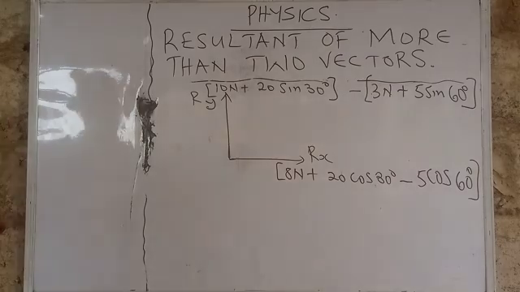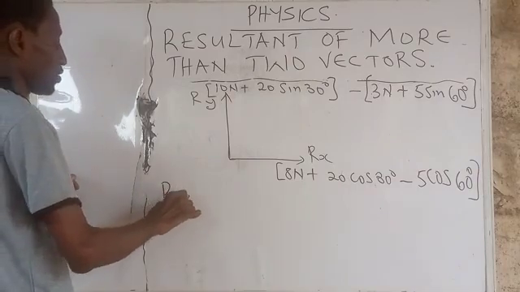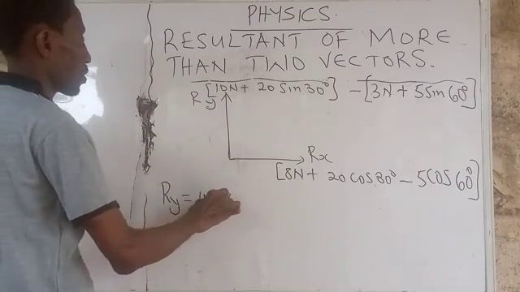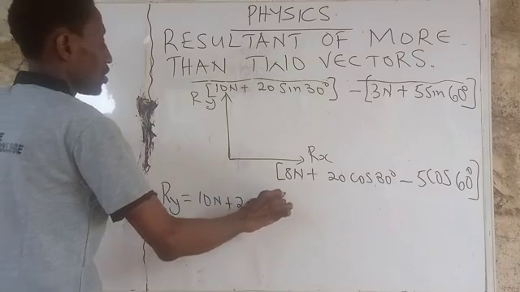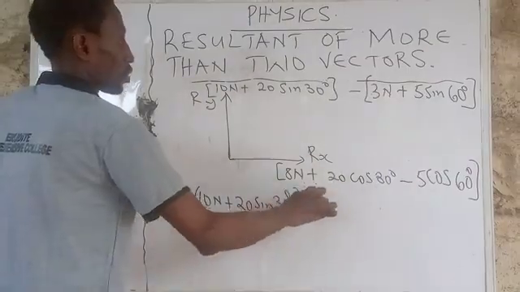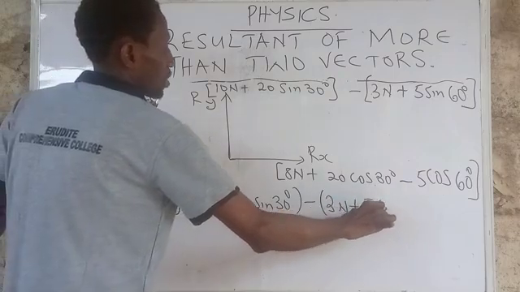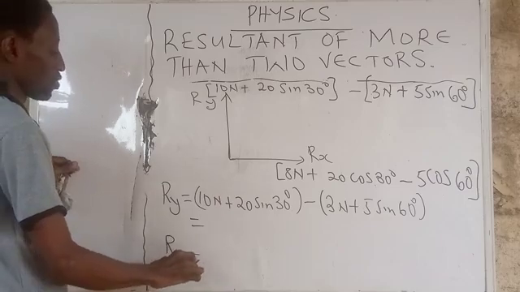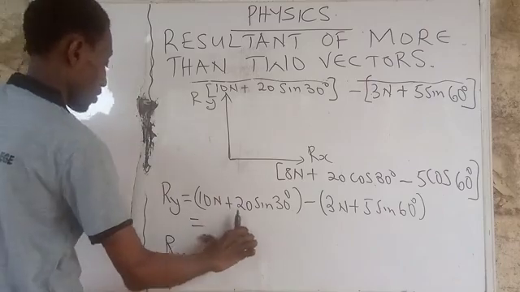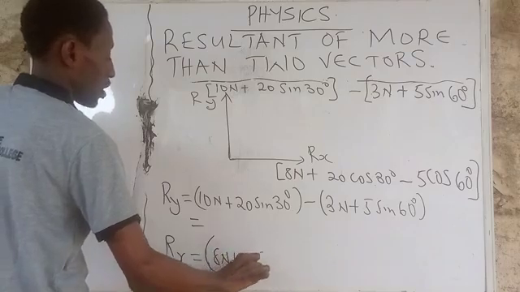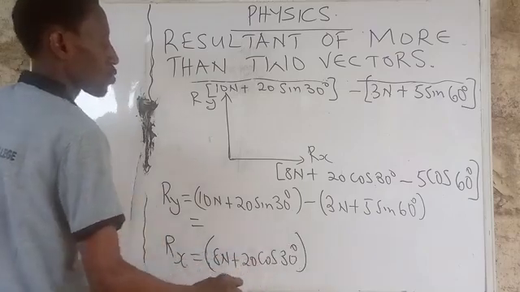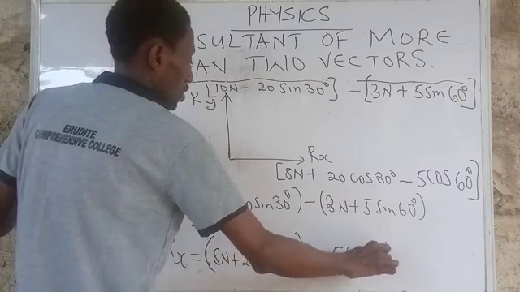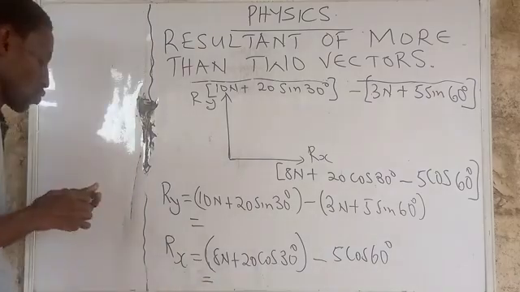So our Ry, that is the vertical component of the resultant vector, is going to be 10 Newton plus 20 sine 30 degree, whatever we get from that. Then you subtract 3 Newton plus 5 sine 60 degree from that. Begin to press your calculator. For the x component of the resultant, we are going to have 8 Newton plus 20 cos 30 degree, whatever we get, minus 5 cos 60 degree. Press your calculator and see what will give us.